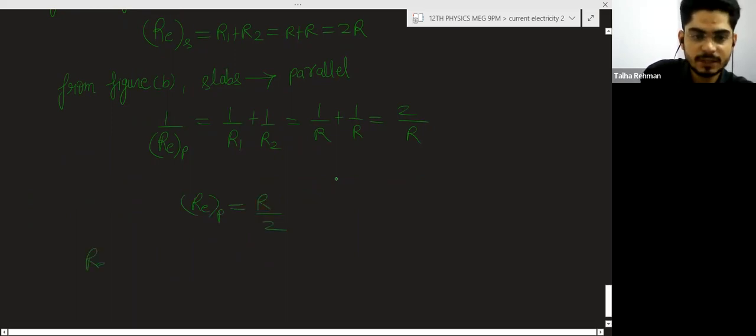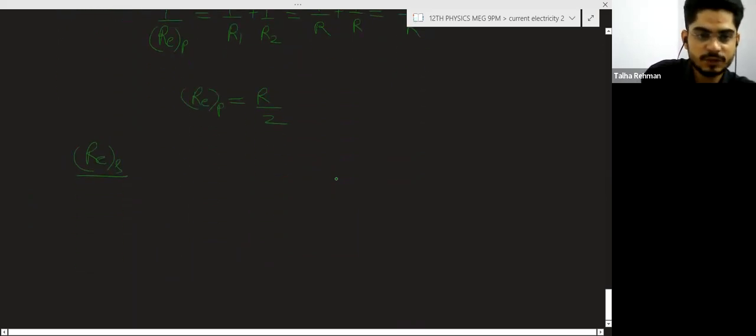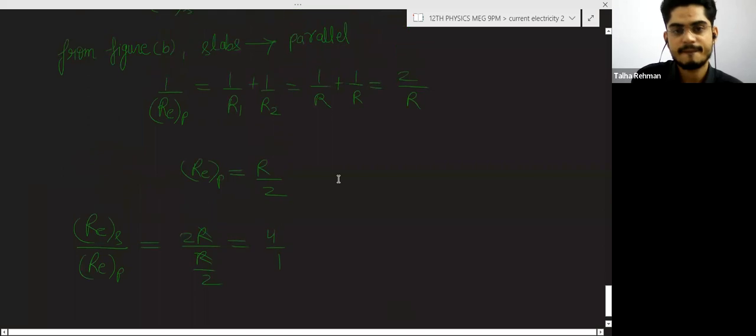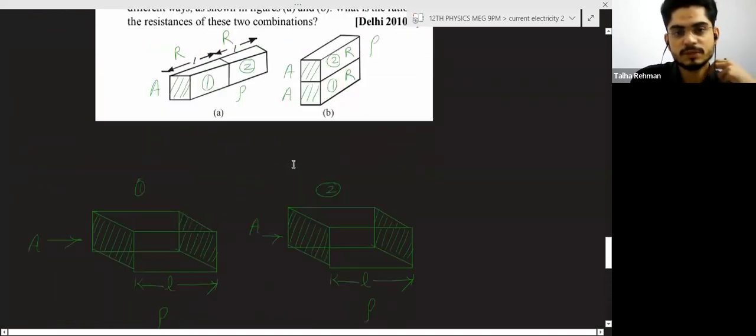And they are asking the ratio of equivalent resistance in series and equivalent resistance in parallel, that is 2R and R by 2, and R will cancel out. This will become 4:1. So in this way, you will solve this question.